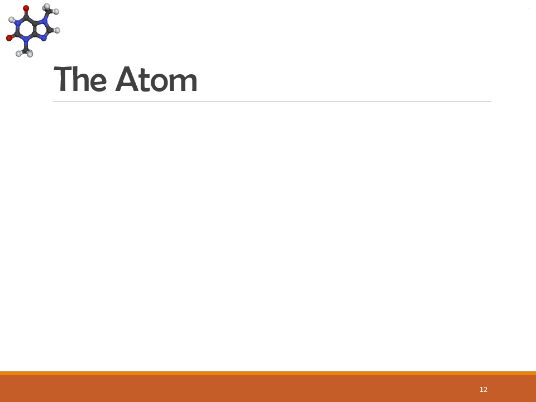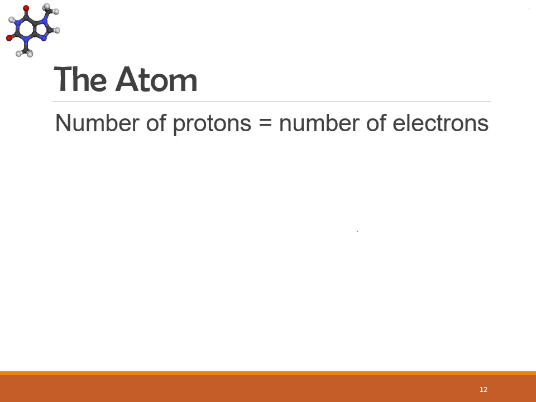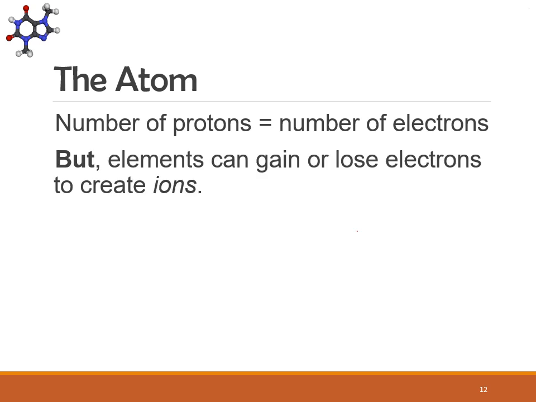In a stable state, the number of protons of an element is equal to its number of electrons. However, elements can gain or lose electrons. When this happens, the element exists as an ion. However, the atom remains the same element regardless of the number of electrons.